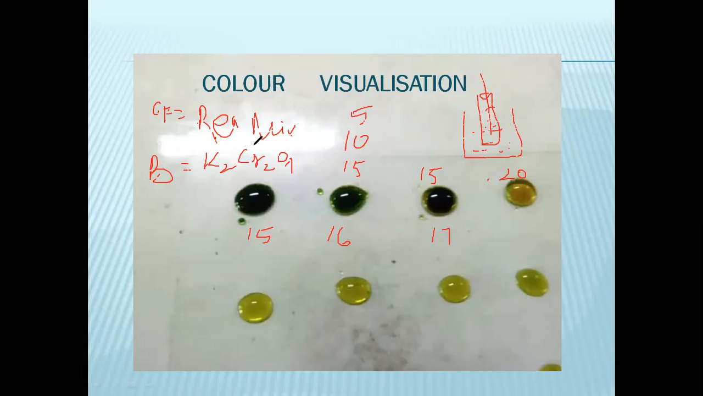Then again you add 1 ml. Now how much total have you added? 18 ml you have added. Now when you take out the reaction mixture and put it on the indicator, there are no tinges of this Persian blue color. That indicates your end point is in between 17 and 18, or you can say the amount of K2Cr2O7 that may be required is in between 17 and 18, right?